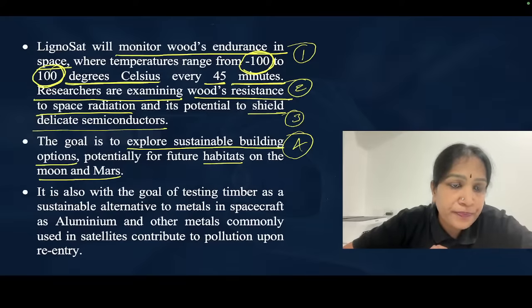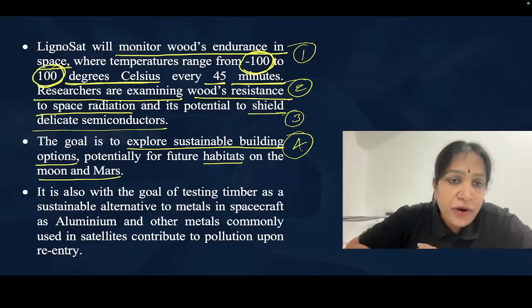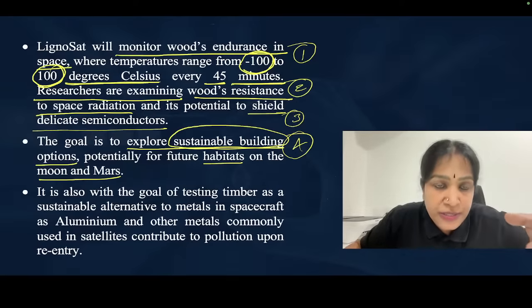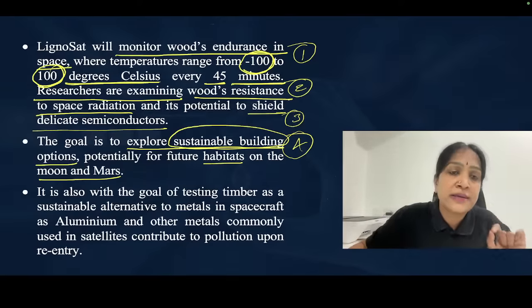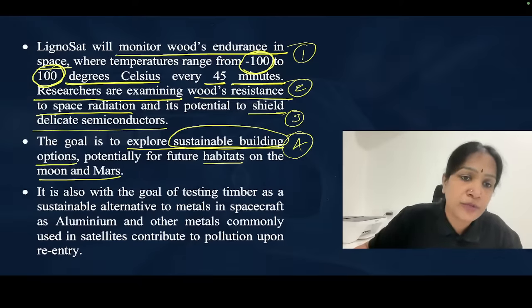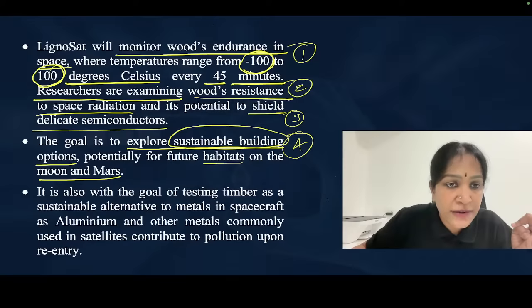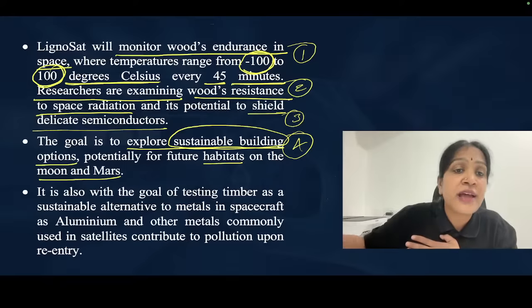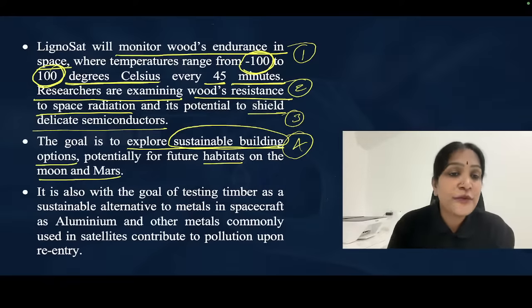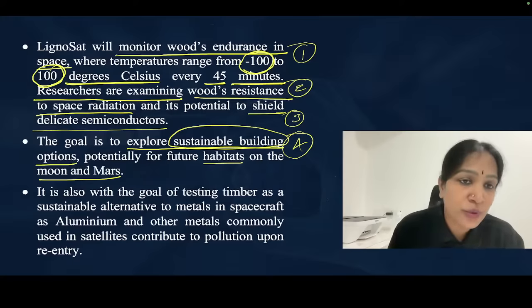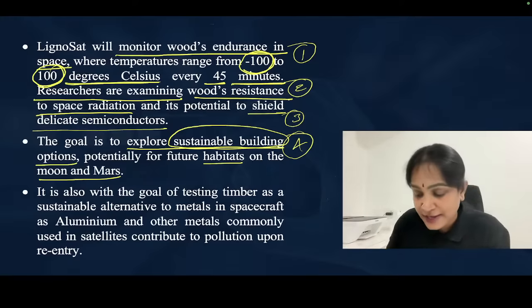It means we want sustainable building options. I mean the building options which will not pollute space, which are not increasing the pollution, cost effective, environment friendly, not very polluting. Is it clear? This kind of material we want to use for future habitats. I mean, in future if you construct a home on the Moon or Mars, then it should be with wood. Is it clear? Because it is sustainable.